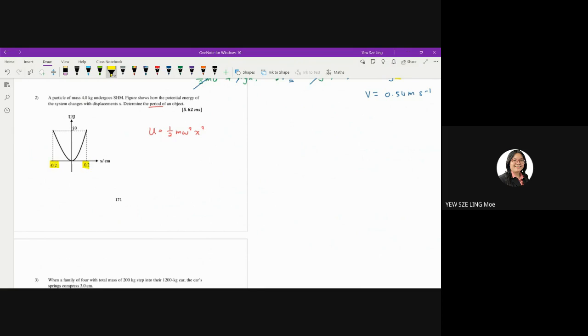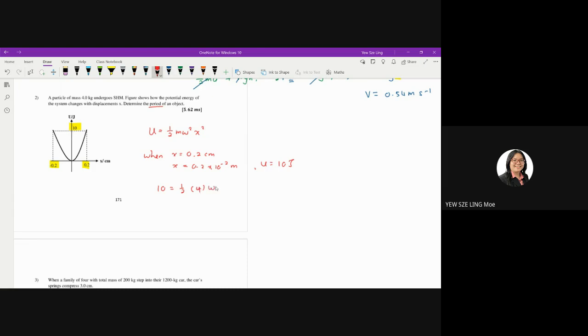So when x is equal to maximum, when x is equal to 0.2 cm, or I would say it is equal to 0.2 times 10 to the power of negative 2 meter, then my U is equal to 10 joule. So 10 equals 1 over 2, 4 kg.